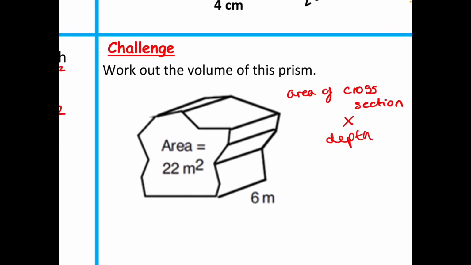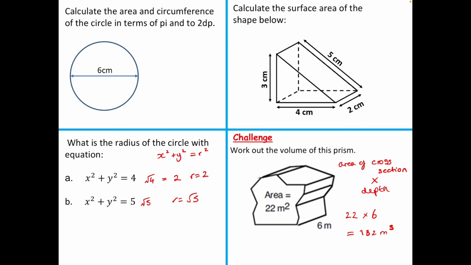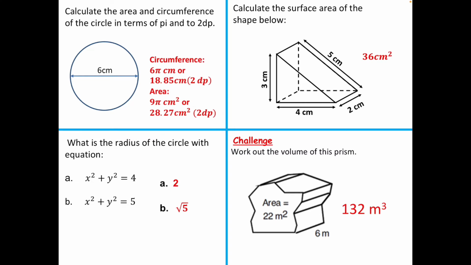What's nice about this question is they've already given us the area of the cross section, or the area of that face. So it's going to be 22 multiplied by the depth of 6. This will give me 132 metres cubed. Metres because we started with metres, cubed because we're talking about volume. Can you please mark the rest of your answers?